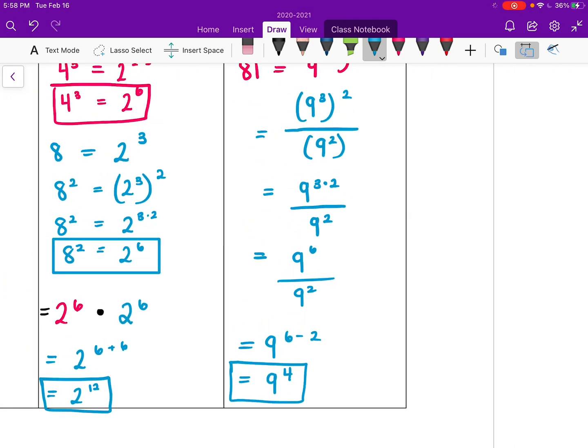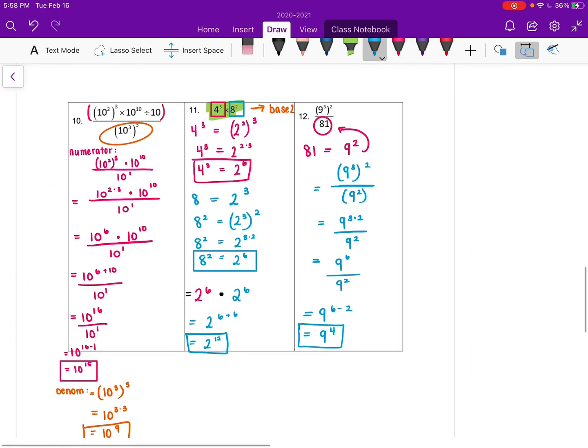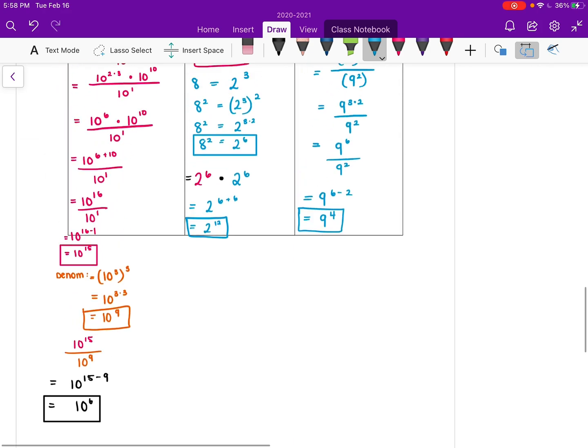So when you're given something like this, you just need to make sure that you change one of the numbers into the same base. Here we changed to base 2 because you couldn't do anything with 4 or 8 as they were, but here you could just change it to the 9, so it worked out. Okay? And that is it for lesson 6. And that's the end of unit 1.